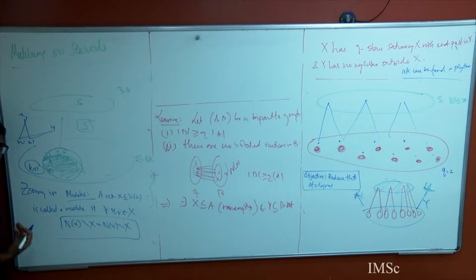Right? What I am not able to bound are things which are not modules. I mean, if I add this, they are not modules. Okay. You see what I am saying? Okay. Now, how do I reduce the remaining size?